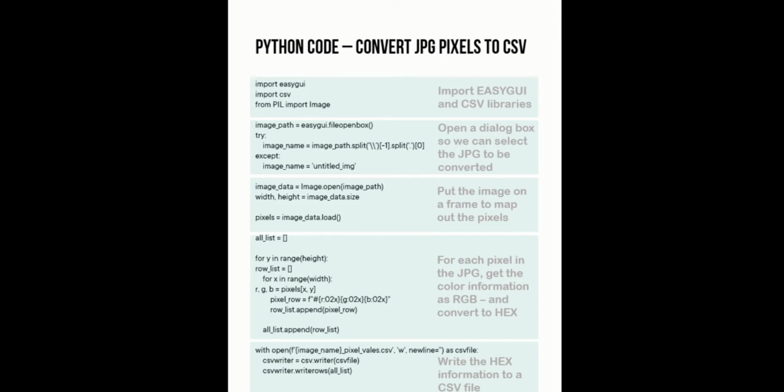The next part of the code is basically EasyGUI doing its thing, and it opens a dialog box so we can select the JPEG to be converted. The next part is to put the image on a frame to map out the pixels. For each pixel in the JPEG, get out the color information as RGB and then convert it to a hex code. And then write out all the information, the hex information by pixel, into a CSV file.